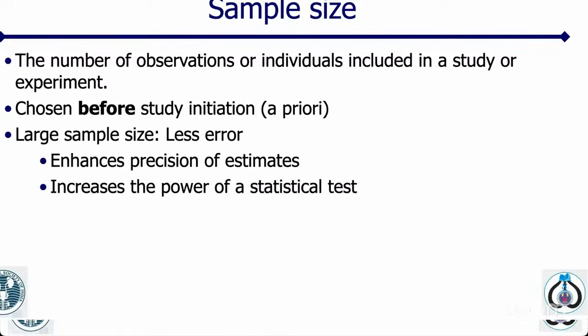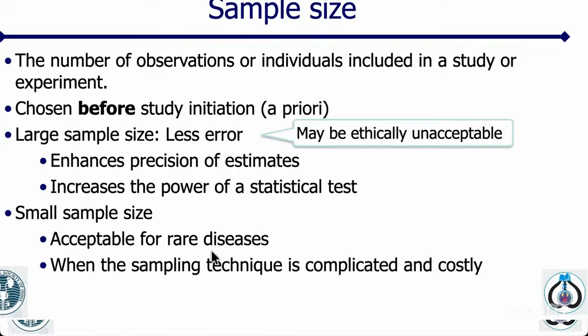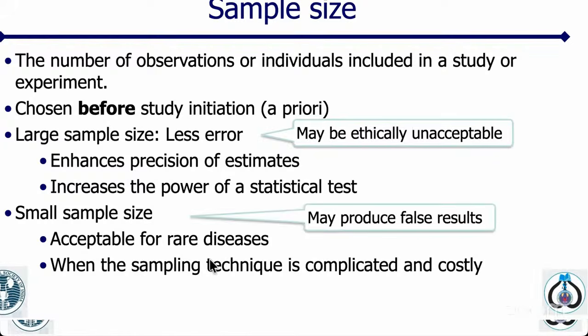If I have a very large sample size, my error is likely to be less, the precision is likely to be more, the power of the study is likely to be better. But this may not be ethically acceptable in a lot of situations. Say I'm trying a new surgery, I'm trying a new drug. I can't be putting a large population at risk just because I want a large sample size. Small sample size is okay for rare diseases, but small sample size is likely to produce false results.